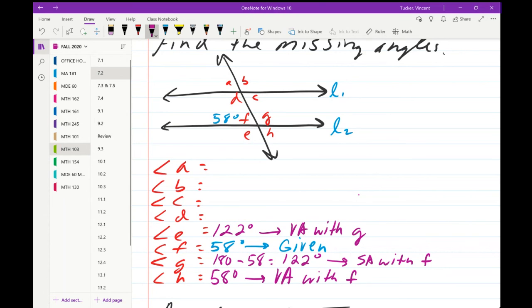All right, so we have these other four up top. And one way we could look at it is that we have this cluster of angles that's supposed to mirror the other cluster. So if I look at A, A is going to be 58 degrees. It's a corresponding angle. I just say CA. Corresponding angle with F.